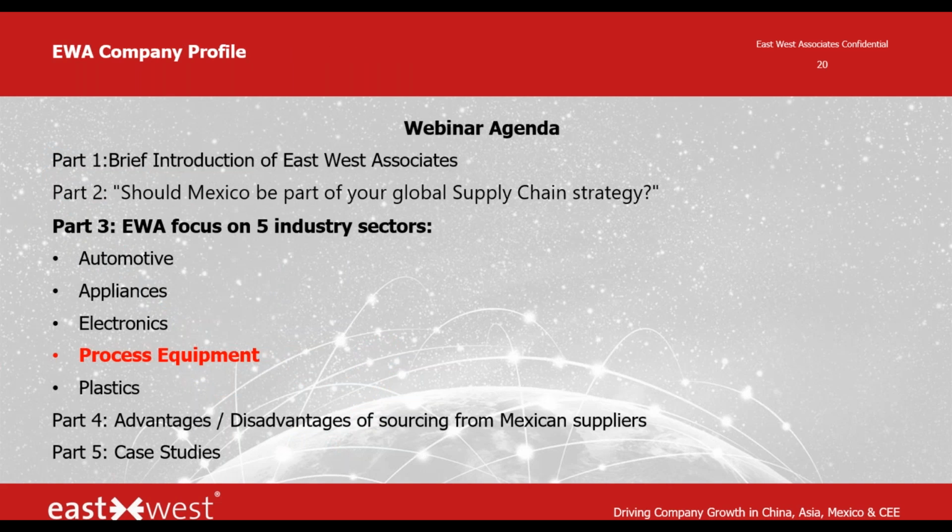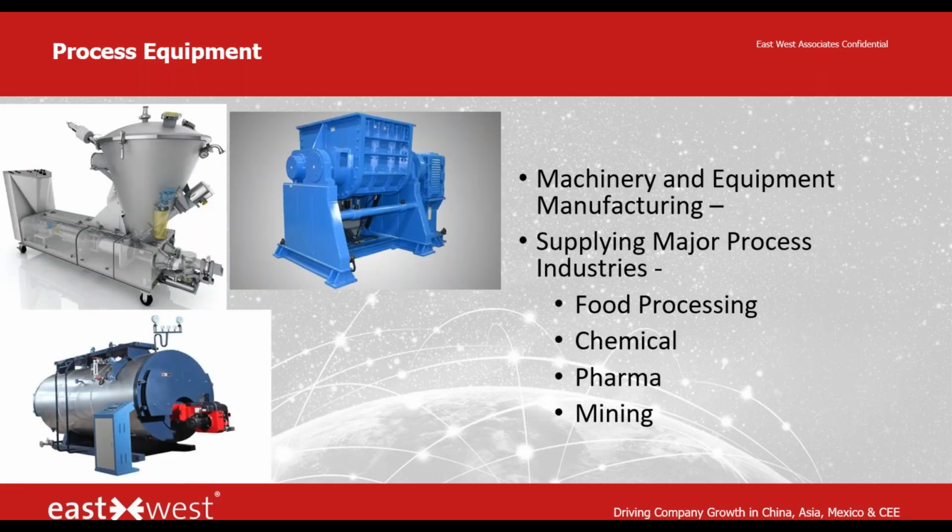Let's talk about the next sector, process equipment, which is not a large or particularly well-known sector, but it's something that's on our radar. It's really around the design and manufacturing of machinery and equipment used in the process industries. That could be food processing, chemical, pharma, mining, conveying equipment, filtration equipment, separation equipment, pressure vessels, boilers, mixing equipment. These things are used by the process industries, and you're seeing increasing numbers of manufacturers designing and putting that equipment together in Mexico.